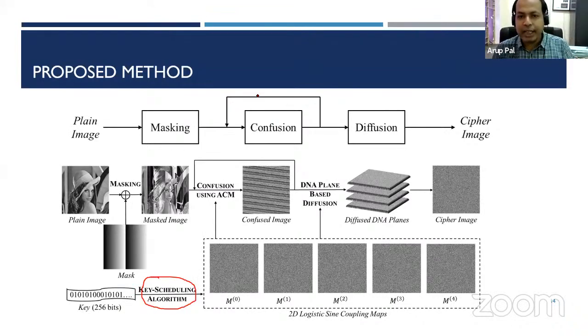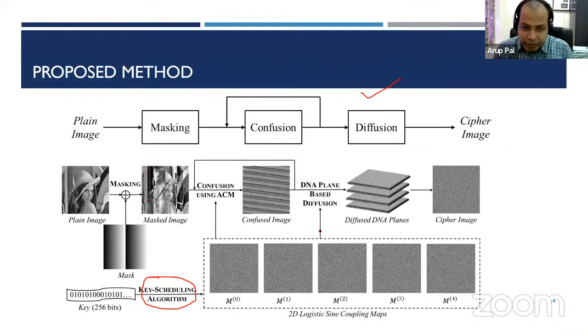The second motivation is that if you can reduce the number of iterations here, because the confusion and diffusion will be executed multiple times, that will reduce the computation overhead without compromising your security. So here we have done this as well. That means we have executed the confusion process multiple times, but the diffusion process we executed only a single time.